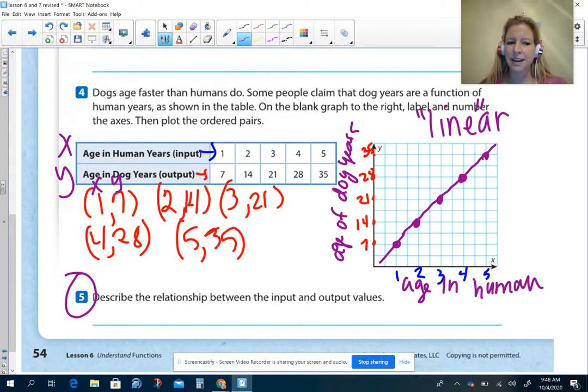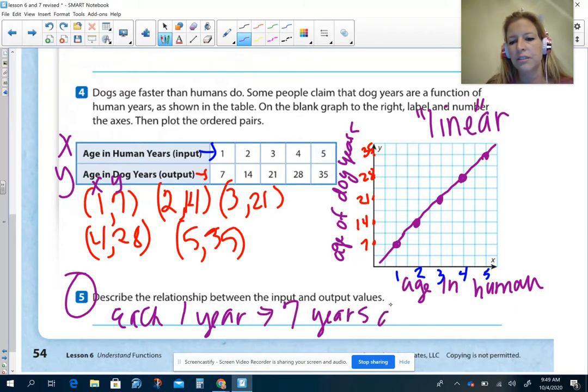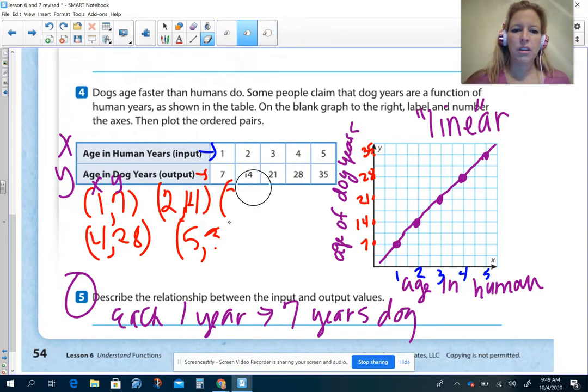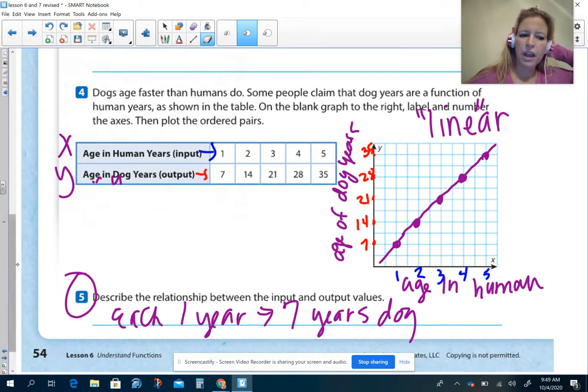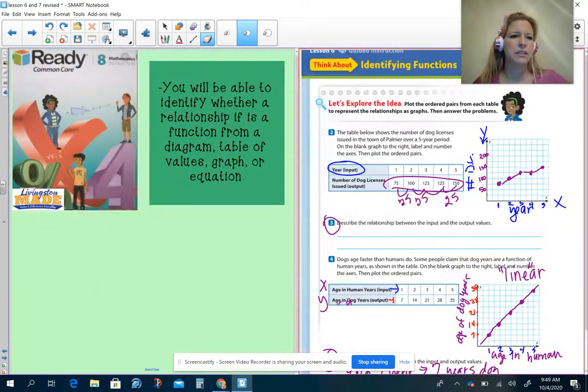Okay, you all ready to discuss? So, how are my inputs and outputs related? Did you say that with each 1 year, the dog has 7 years? With each 1 year is 7 more dog years. So, that's right. So good job on that. And if we look here, this one is almost that way, huh? See how this one is almost a straight line, but it's not. Okay, so now we're going to look at the next page side by side.